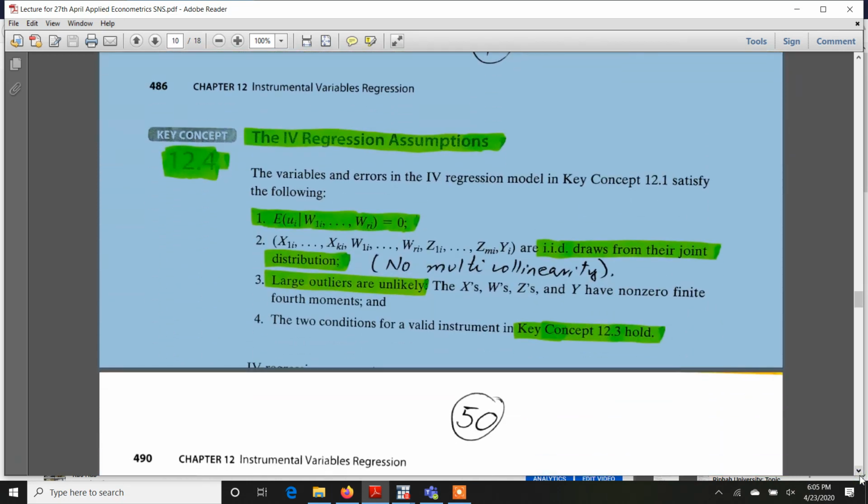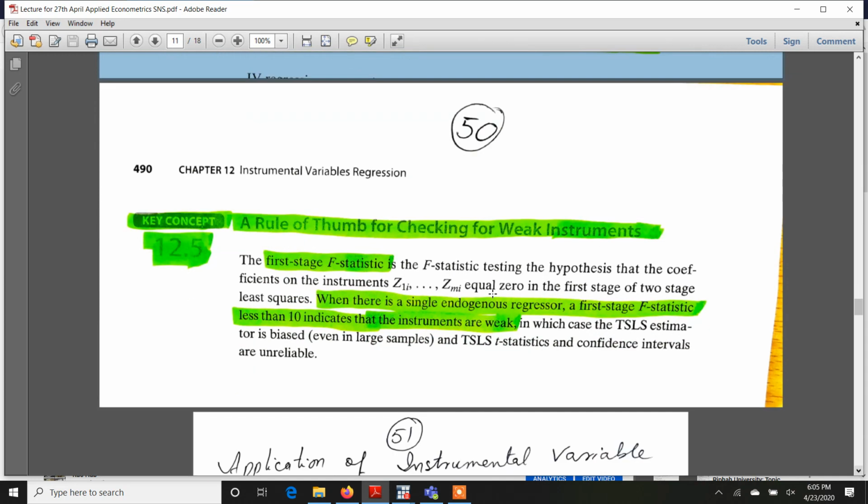Okay, then next I will check the rule for whether the instruments are weak or not. And what is meant by weak instrument? What was the selection criteria for the instrument? That they are highly correlated with the initial endogenous regressor, but they are not correlated with the error term. So if the correlation between the instruments and the initial endogenous variable is not high enough, it will be portrayed by the first stage F statistic.